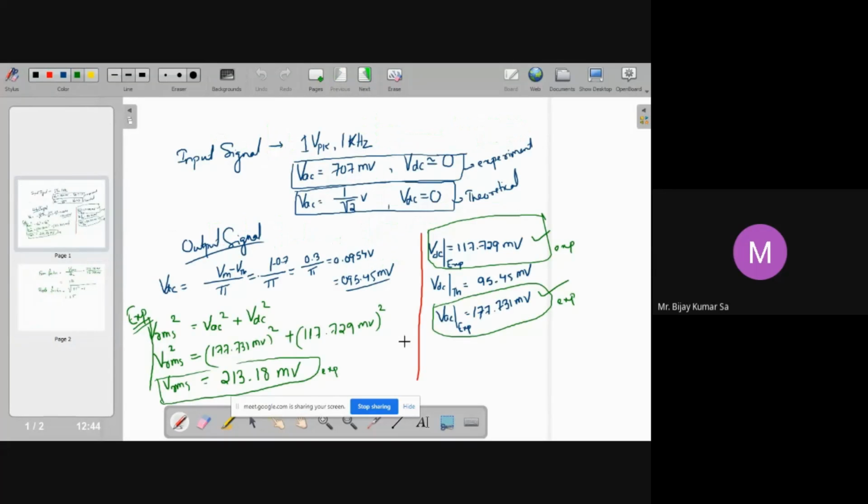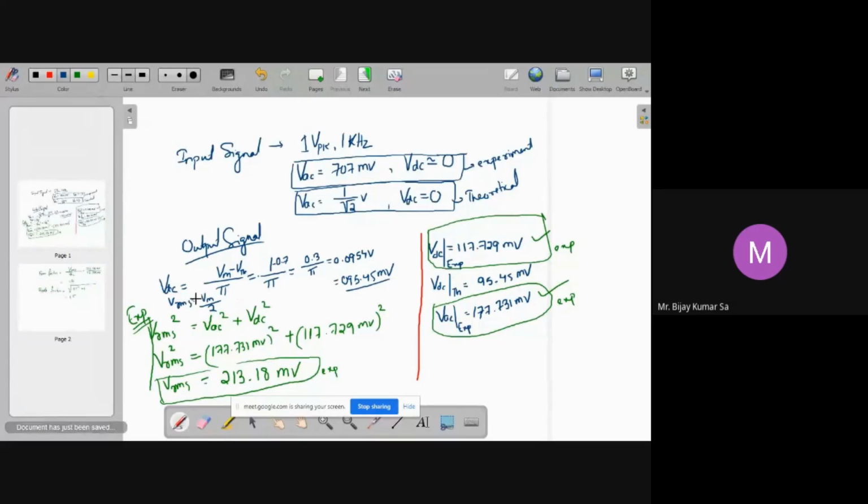So we should compare it with the theoretical values. So theoretically our VDC was this much. Okay. How do we theoretically calculate VRMS for a half wave rectifier? Tell me how to find VRMS. VRMS is simply VM upon 2. Yes or no?